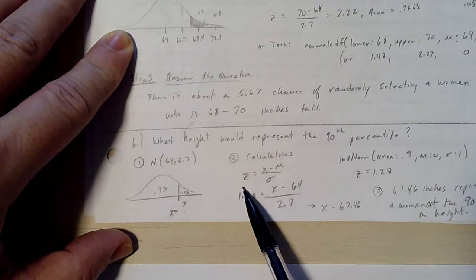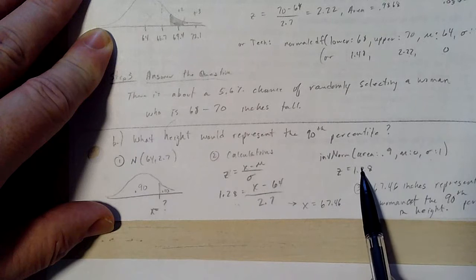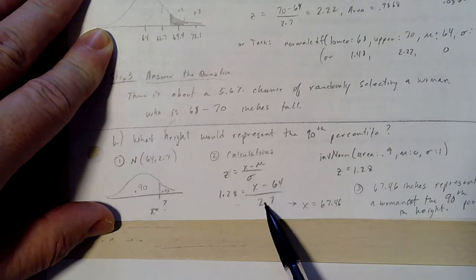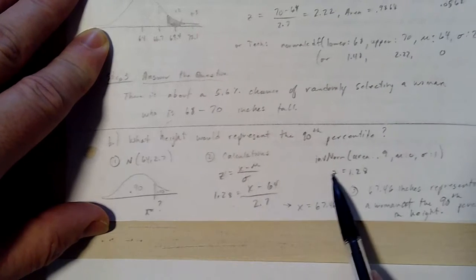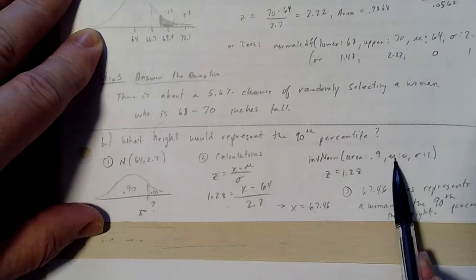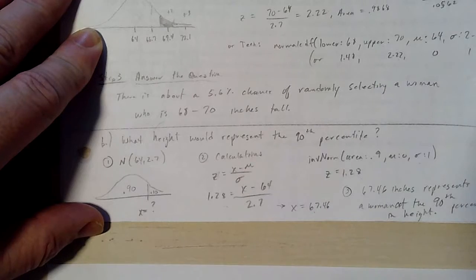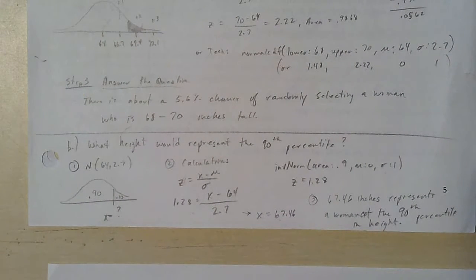How would I get that? You can use table A or you can use inverse norm. 0.901 gives me z-score of 1.28. Okay, and then this stuff was given, and then solve that. Okay, you could also jump right to inverse norm, do area 0.9, put in the mean of 68.4, and then put in the standard deviation, 2.7. Okay. Once again, another problem we reviewed in section 2.2.